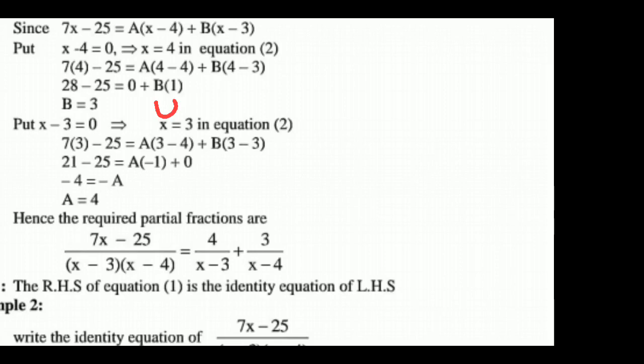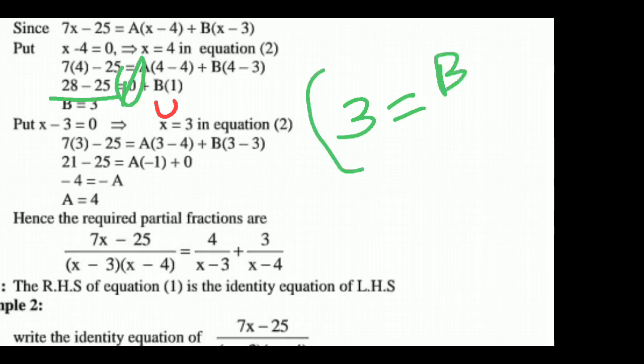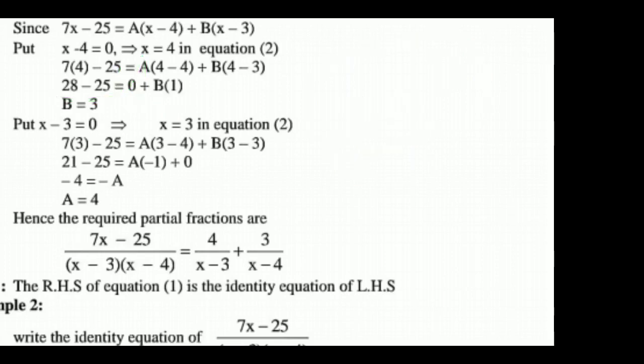Now you solve this again step by step. What you are getting is, left hand side, 28 minus 25. How much? Good, 3. It is equal to, this is 0 already, now 1 into b, b. So what you are getting? The value of b is 3. So finally what you are getting is b equal to 3.